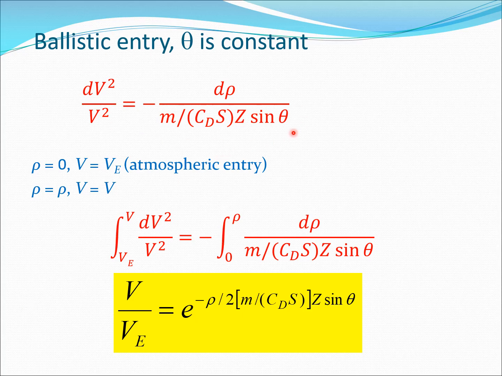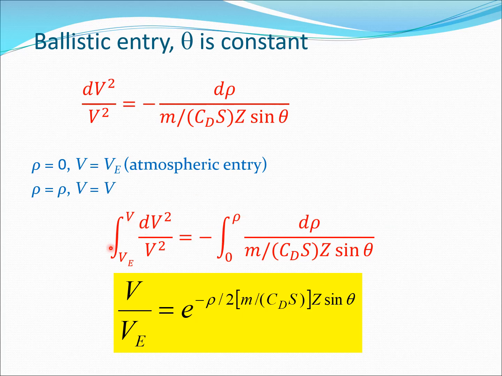So we will assume that, and we will also assume that rho is 0 at V is VE. That is, you are entering the atmosphere. At that point, the density is 0 and your velocity is V subscript E. And when you have entered the atmosphere, your density is rho and your velocity is V. So essentially, this equation can then be integrated now with the boundaries on the definite integral being that at rho 0 you have VE and at rho you have V.